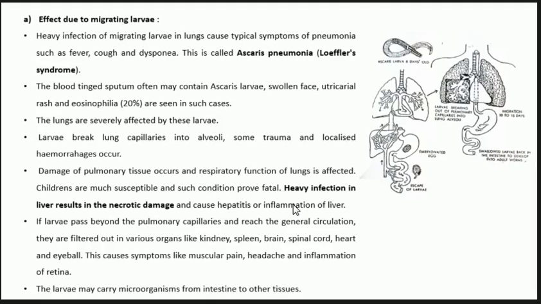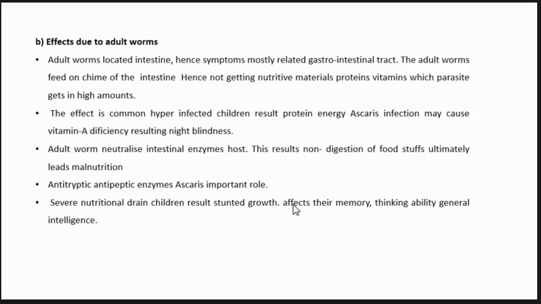If the larva passes beyond the pulmonary capillary and reaches the general circulation, they are filtered out in various organs like the kidney, spleen, brain, spinal cord, heart and eyeball. Now this causes symptoms like muscular pain, headache and inflammation of the retina. And due to infection by bacteria, some other problems may also arise. This is all about the effects due to the worm which is not yet adult.